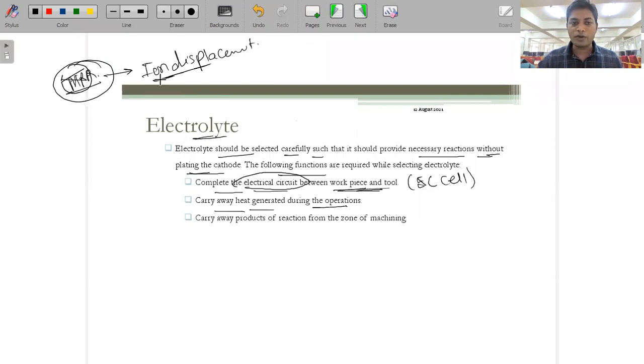So please keep in mind that one. Heat, whatever heat is generated, is carried out along with that. The last one is that it carries away the products of reactions from the zone of machining, meaning the sludges that are formed and sedimented at the bottom of this container.